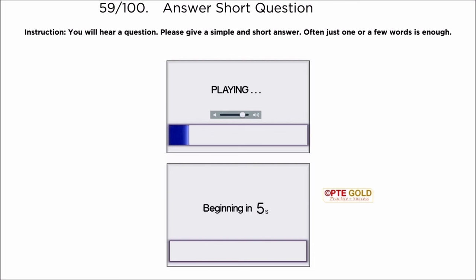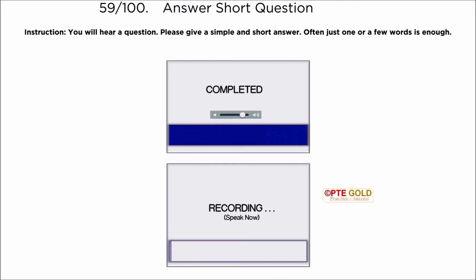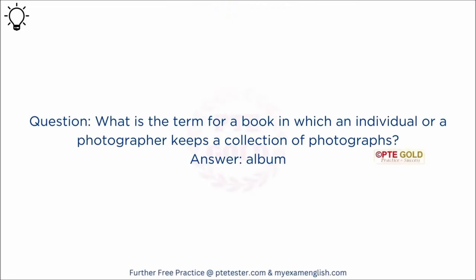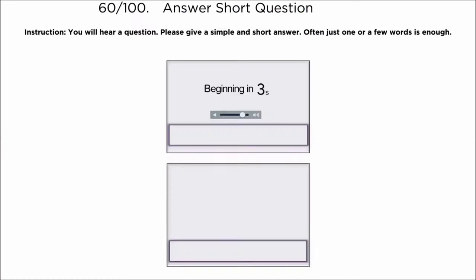What is the term for a book in which an individual or a photographer keeps a collection of photographs? Album.